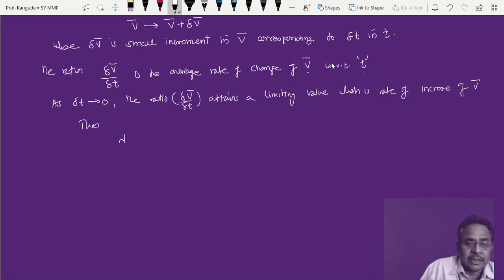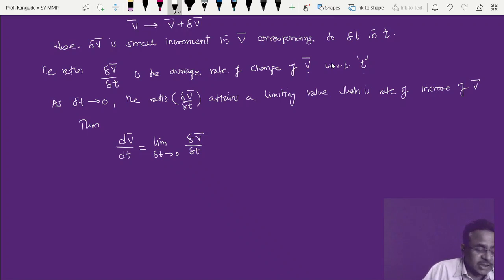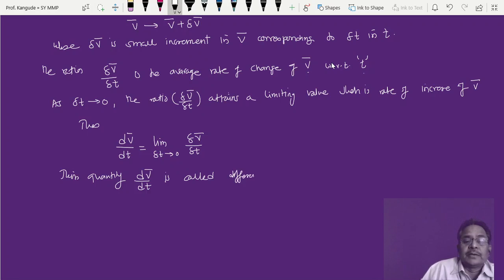Thus it is defined as: when the ratio attains a limiting value, it is given by dV bar upon dt equal to the limit as delta t tends to 0 of delta V bar upon delta t. This is the above derivative, the ratio of vector to scalar. This quantity dV bar upon dt is called the differentiation of vector.